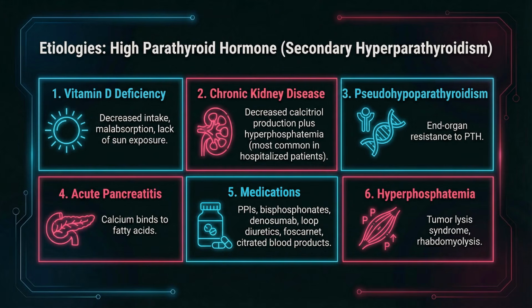In acute pancreatitis, calcium precipitates with free fatty acids released during fat necrosis. This is also why hypocalcemia serves as a marker of disease severity. Medications are important causes, including proton pump inhibitors, bisphosphonates, denosumab, loop diuretics, foscarnet, and citrate blood products. Finally, hyperphosphatemia from tumor lysis syndrome or rhabdomyolysis can precipitate calcium.